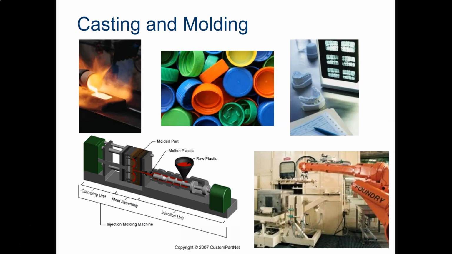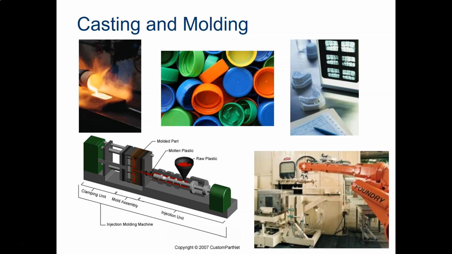Let's consider casting and molding. Molding is the process of manufacturing by shaping pliable raw material using a rigid frame or model called a mold. Plastics are a popular type of material used in this process.